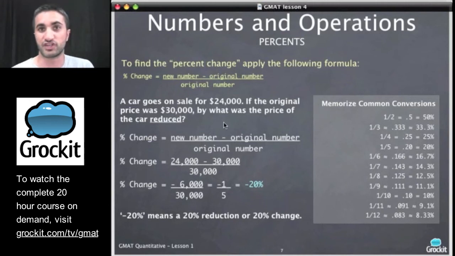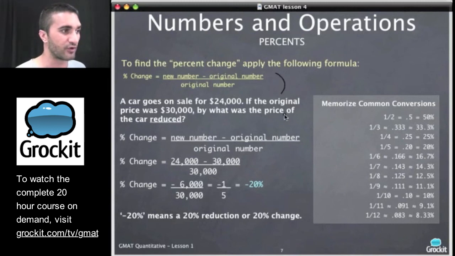So, being a GMAT robot, we read this question. We hear by what was the price. The question on the real GMAT would probably say percent. By what percent was the price of the car reduced? We know that we have a percent change question on our hands, and instantly as a GMAT robot, we should be thinking about this equation to use, and so we have it down here. That the percent change equals the new number minus the original number over the original number.